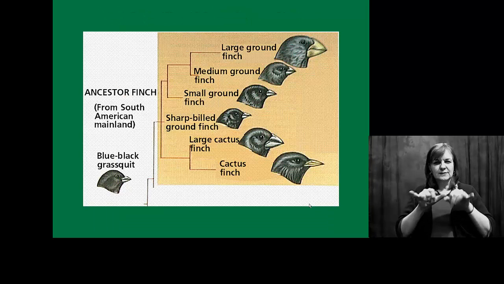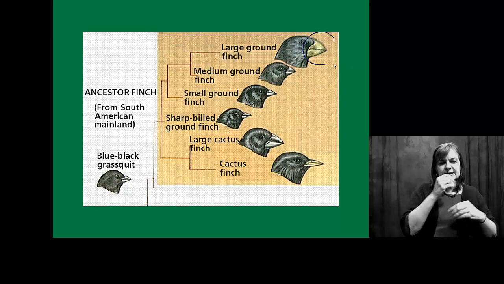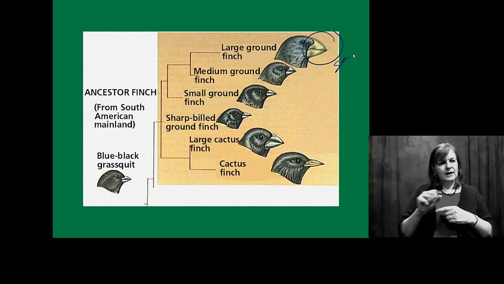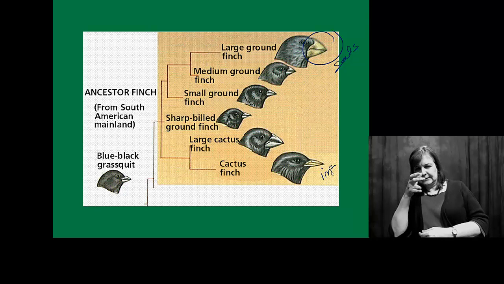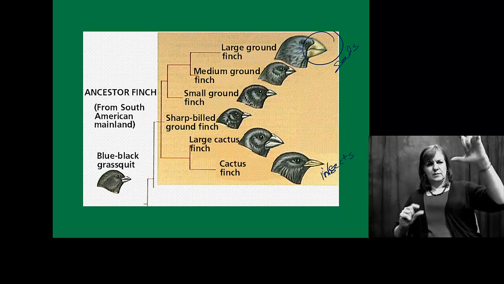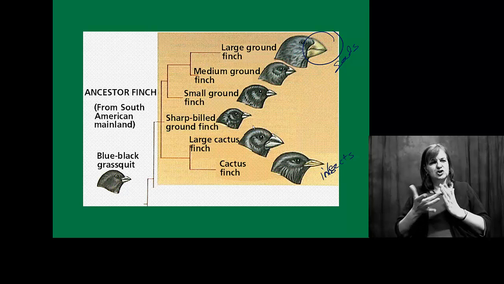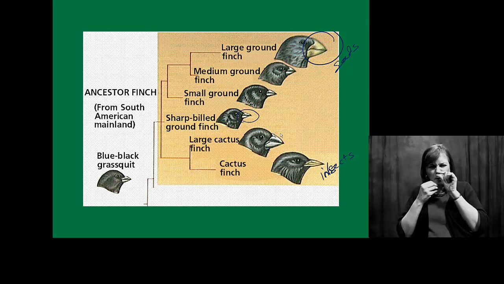So we'll look at these beak sizes. You can look at the differences here. Our large ground finch eating primarily seeds versus here our cactus finch that eats primarily small insects. So the difference in the beak size is huge, right? And then you get this little sharp-billed ground finch. What do you think he might eat? He's got a tiny little beak. What might he eat?